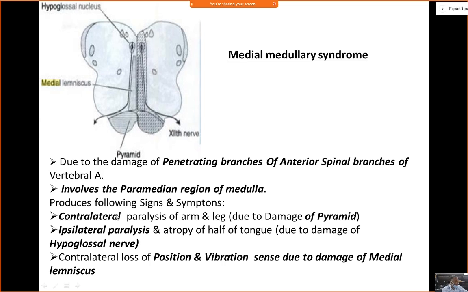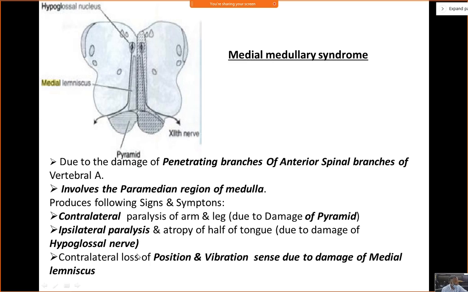There will be contralateral paralysis of arm and leg, because the fibers from the right side will get crossed at the lower level. At the pyramidal decussation, fibers from the right side come down forming the pyramid, then form the pyramidal decussation. Fibers from the right side go to the left side, and left go to the right side, forming the lateral corticospinal tract. So ultimately, if the right side pyramid is involved at the upper level, then the left side muscles of the body will suffer, that is contralateral paralysis of arm and leg.